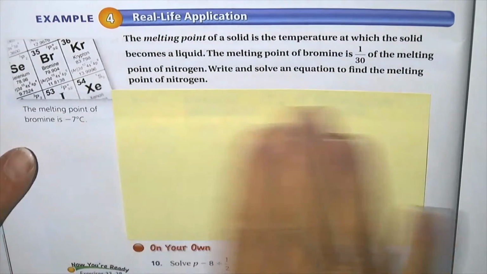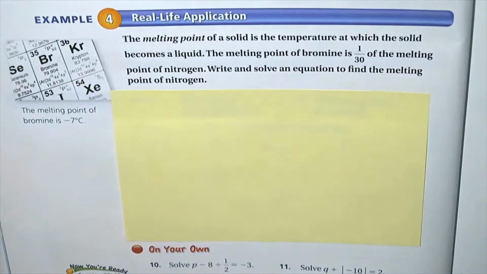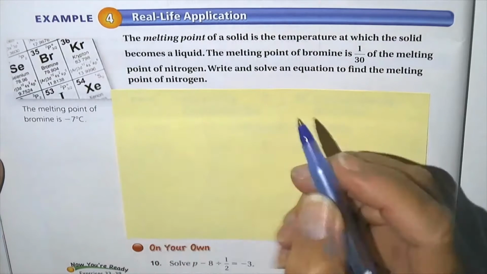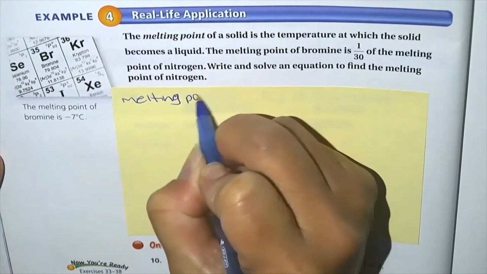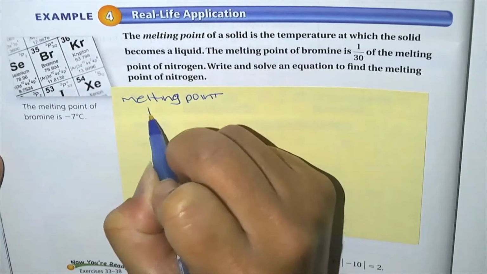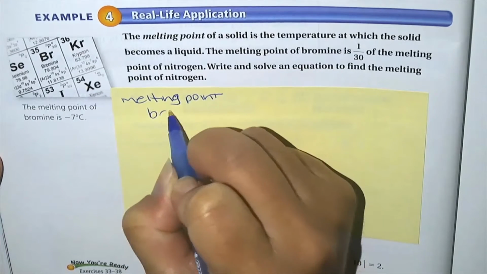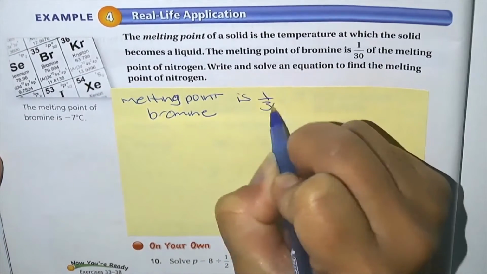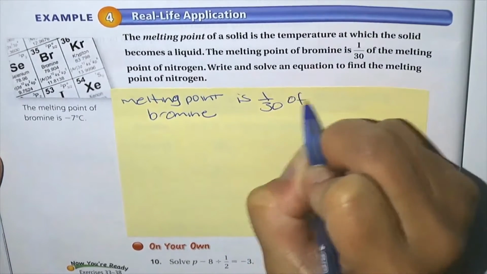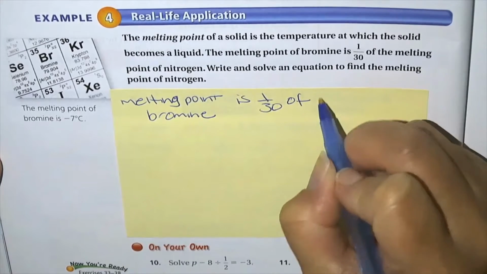Okay, we're going to take all of these words and we're just going to pull out the important information. And fortunately for us, they're giving us the information in order. So we have the melting point of bromine is 1/30 of the melting point of nitrogen.